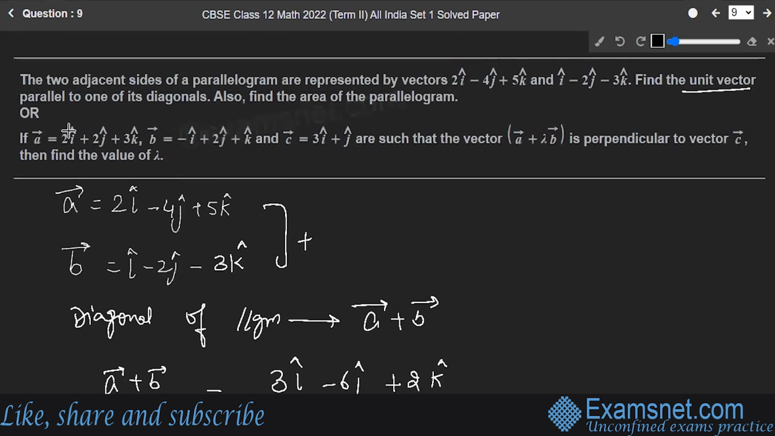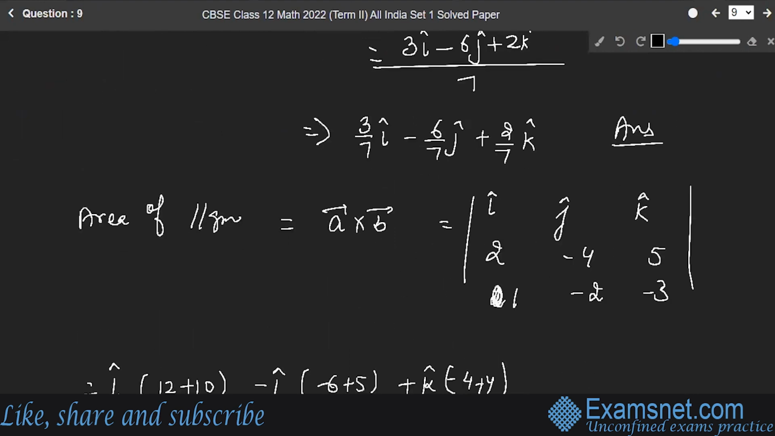Let's move to the B part, or the optional part of this question. A is given by this vector, B is this, C is this, such that the vector A plus lambda B is perpendicular to the vector C. You have to find out the value of lambda. This is a pretty easy question actually. Let's go for that.